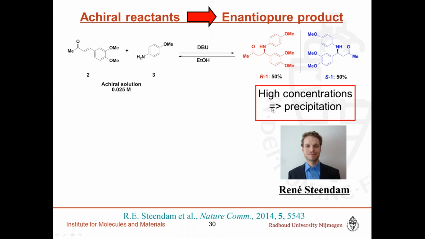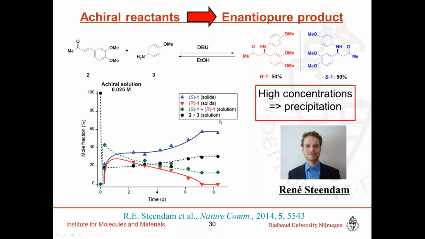He used high concentrations, and then you get precipitation. And here you see the result. In time, he starts with only the achiral molecules in the solution. They react, form, because of the high concentration, the blue and the red crystals, and in time, by grinding, like a Viedma ripening, in one pot, you end up with only the S solids. So from achiral reactions in one pot to pure S enantiomers in the solid.